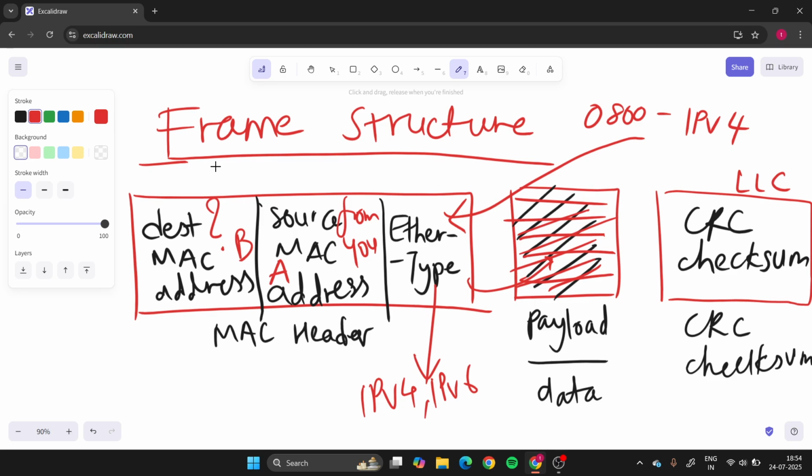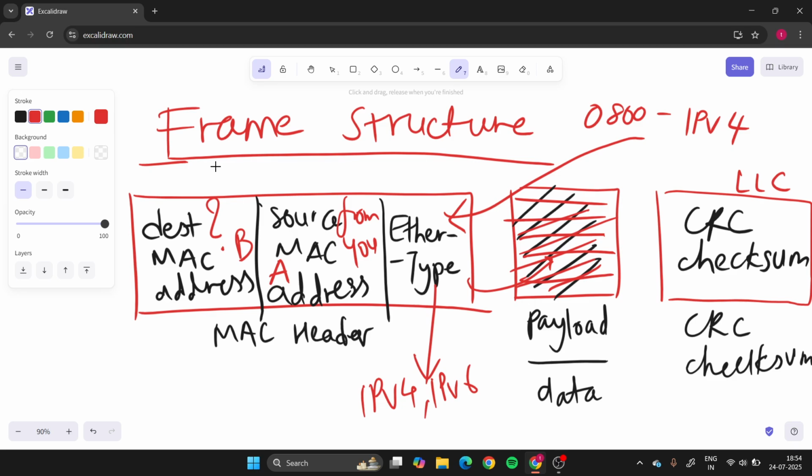Communication happens between wired LANs, right? So there's a destination MAC address, there's a source MAC address. Obviously, all MAC addresses are unique, that is how they work. There's an ether type, then there is the actual payload, which is the data you're going to send, the message, and then there is the CRC checksum.